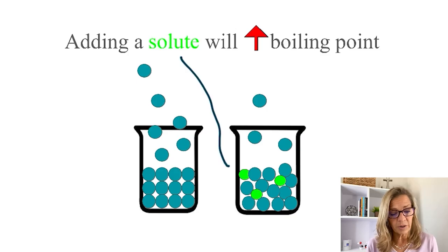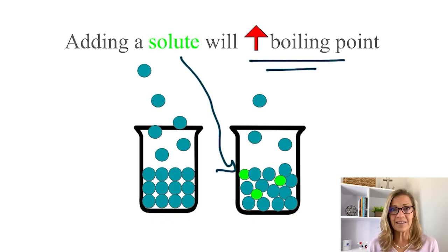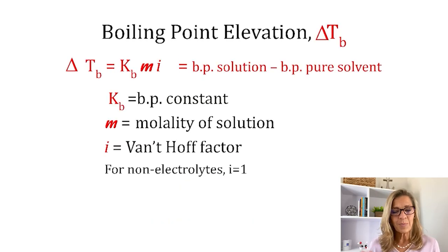I've got these solute particles that are interfering with the intermolecular forces of this solvent. And so the attraction is going to be greater. And so it's going to take a higher temperature to boil the solution than the pure solvent. So make sure you remember that the boiling point gets elevated.